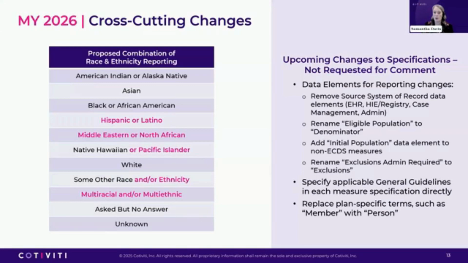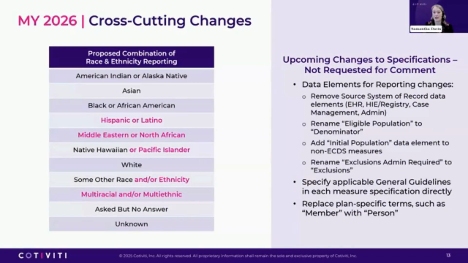NCQA is also moving forward with moving the general guidelines into the guidance section of each measure specification, which we can also see a preview of within the public comment materials. They have communicated that this change is not expected to impact HEDIS results or measure calculations. However, we have seen recently that efforts to replace general guidelines with in-measure text has had an impact on measure implementation.